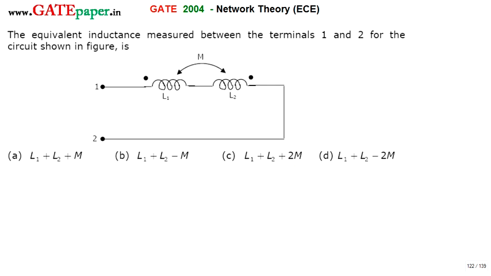Hello, we are discussing the GATE 2004 ECE paper. Look at the circuit shown. Find the equivalent inductance measured between terminals 1 and 2.